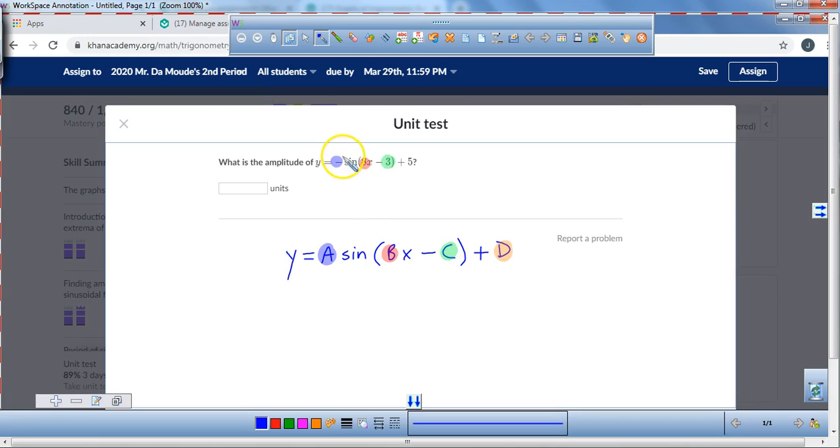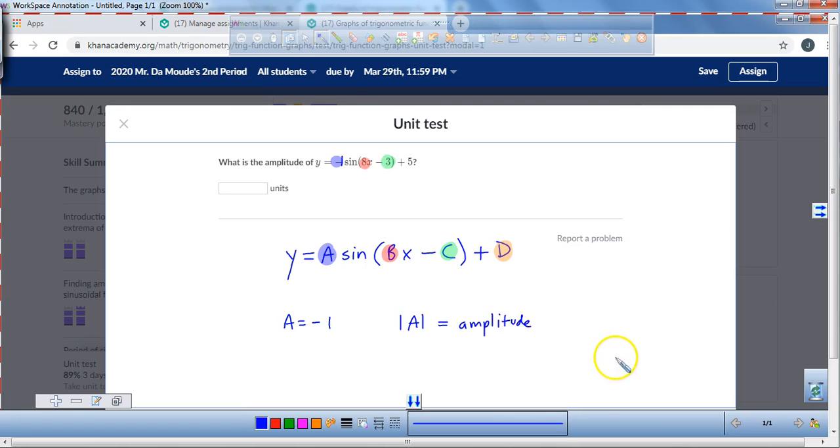Well, even though you can't see it, there's a -1 right there. So the a value is -1. This makes this problem really easy because the absolute value of a will always be your amplitude. Okay? Alright, so what is going to be our amplitude? What is the absolute value of -1? The absolute value of -1 is +1. So I'm just going to put 1 for my answer.